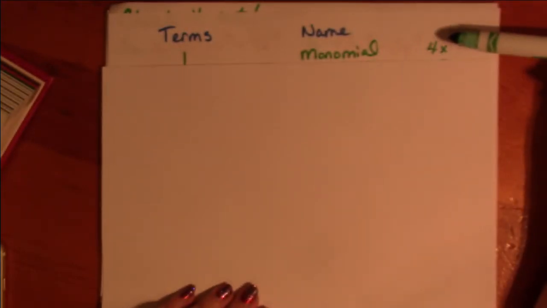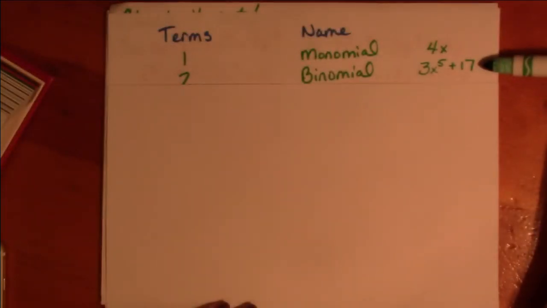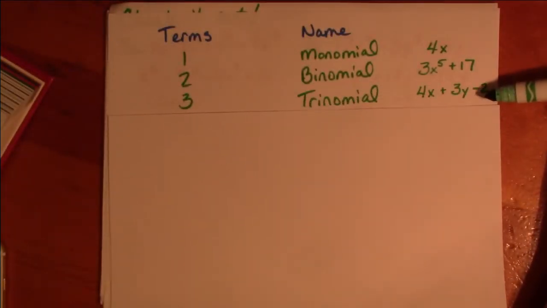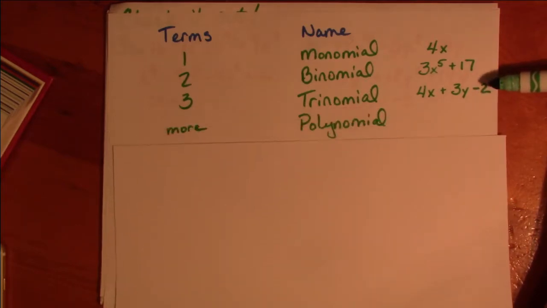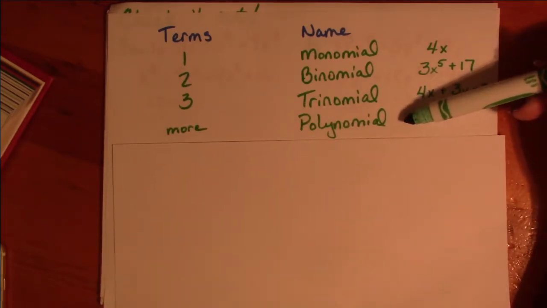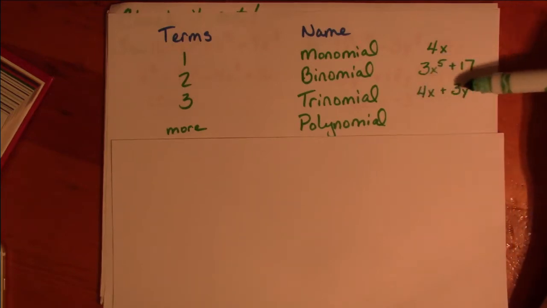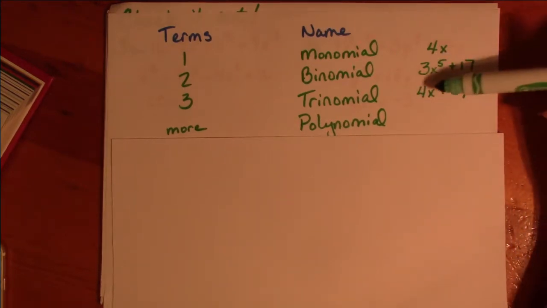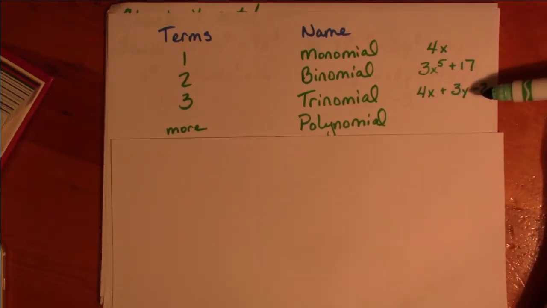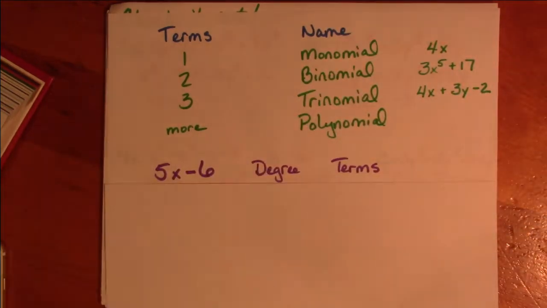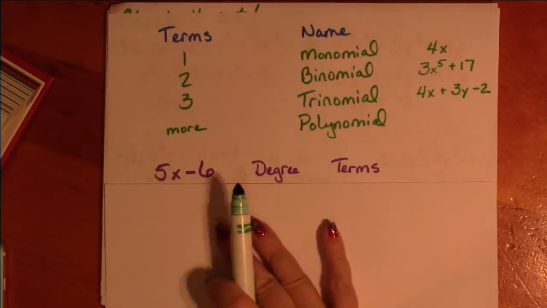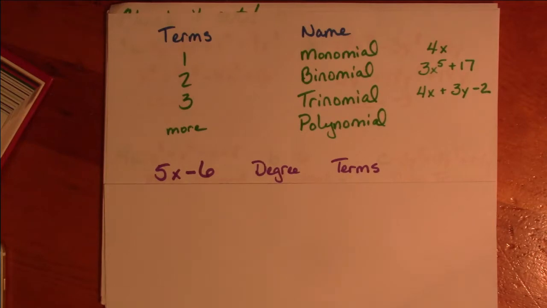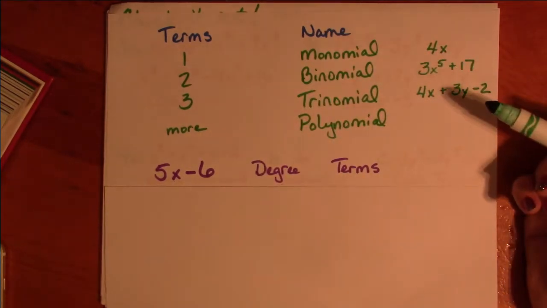If it's got one term in it, it's a monomial. That's like 4x. If it's got two terms, that's called a binomial. 3 terms is a trinomial, and then if it's more than 3, it's called a polynomial, which just means how many terms are there added and subtracted together. Okay? So it's going to ask you to come up with the name for some of these equations.